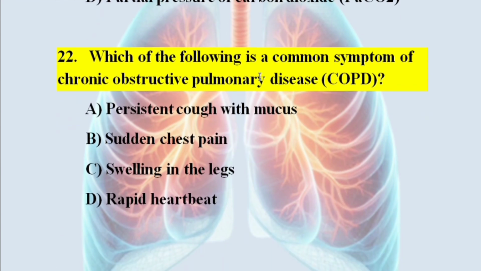Which of the following is a common symptom of chronic obstructive pulmonary disease, COPD? Alpha, persistent cough with mucus. Beta, sudden chest pain. Charlie, swelling in the legs. Delta, rapid heartbeat. Here the right answer is alpha, persistent cough with mucus.